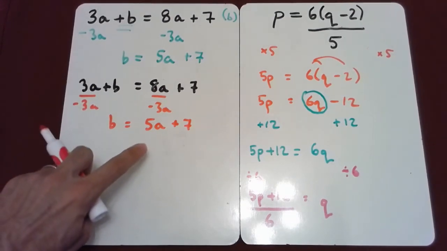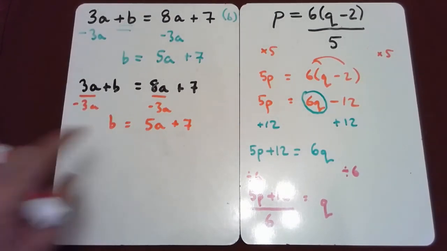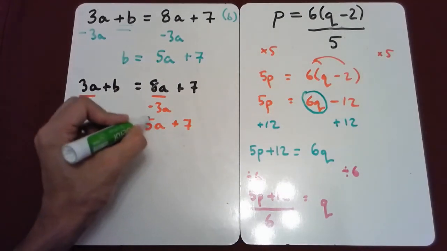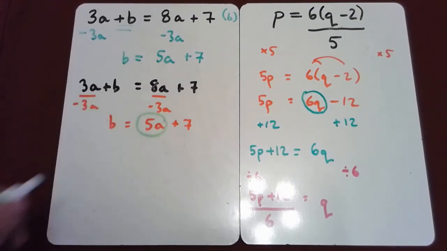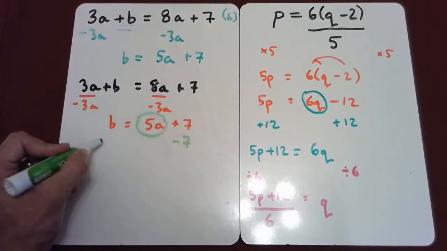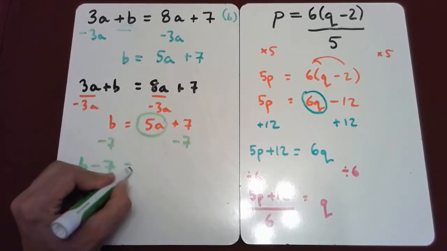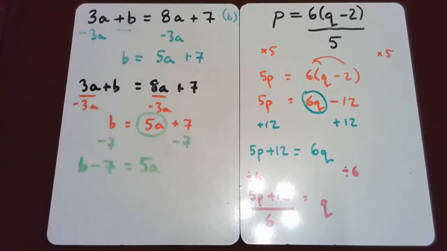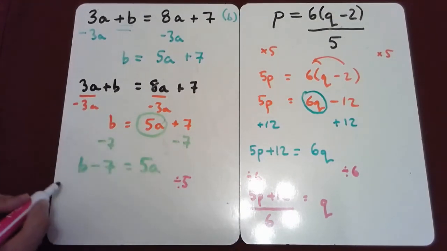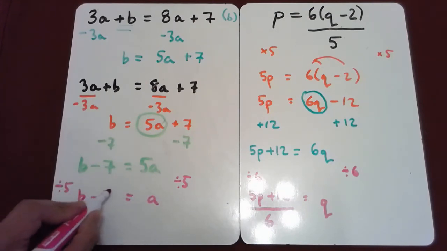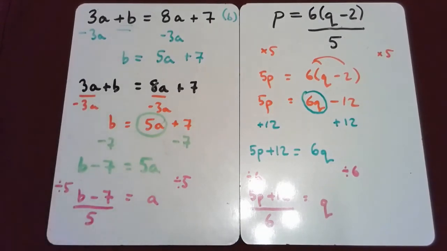But now, if I want to make A the subject from this, I only have one unknown now, which makes this much simpler. So I just follow my usual process, which is isolating the term with the unknown. We then subtract 7 from both sides. That gives me B minus 7 is equal to 5A. And then very simply, to finish that off, we divide both sides by 5. Divide by 5 here, divide by 5 here. A is equal to B minus 7 divided by 5.